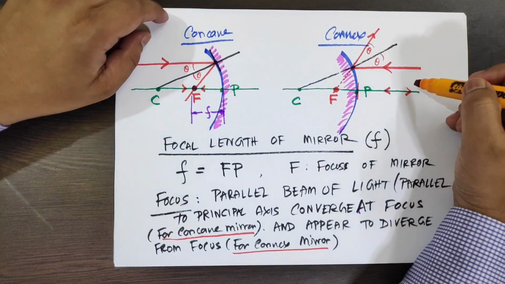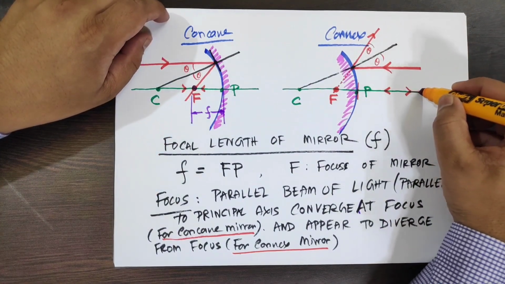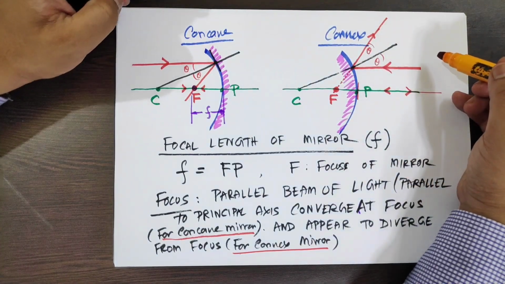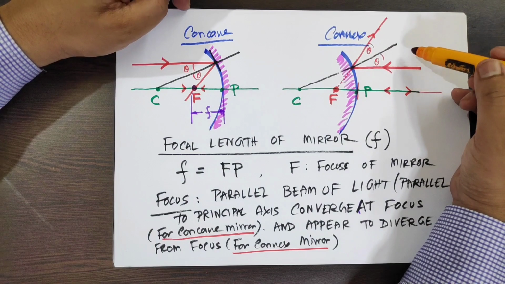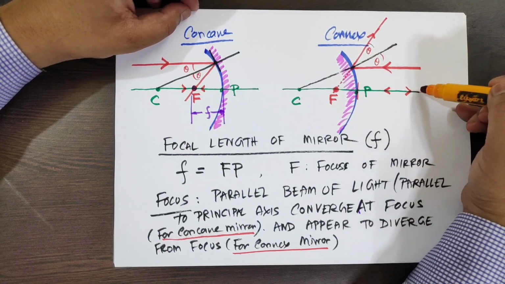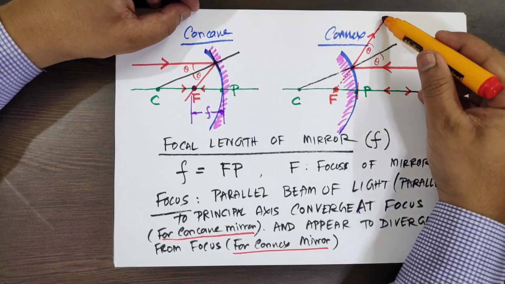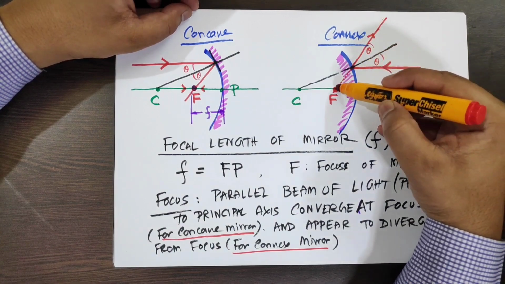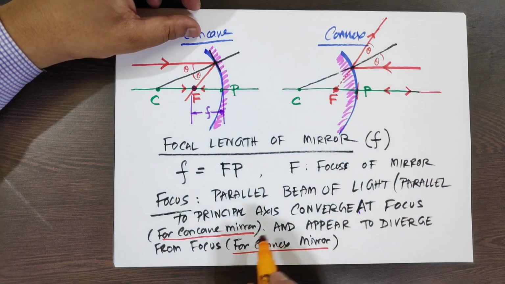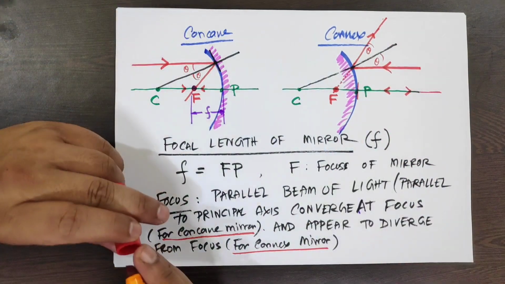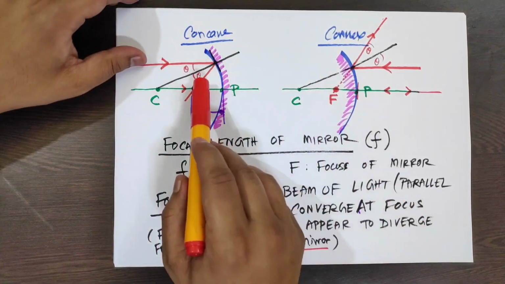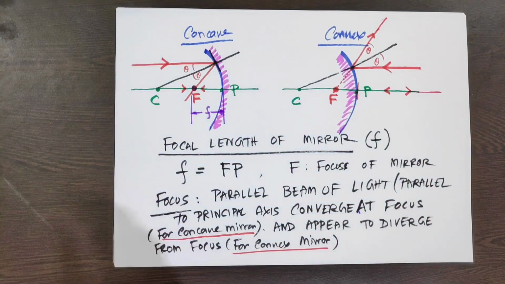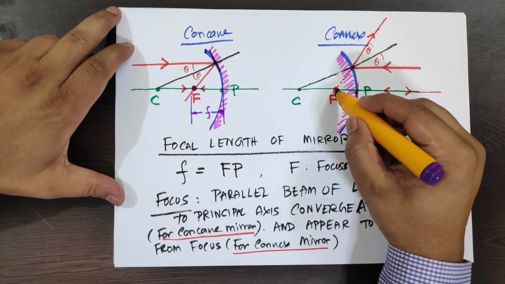Because if you see here, this light ray and this light ray. So the human eye cannot follow the curved path of light. It will see that, okay, or we will see that this light ray and this light ray, obviously light will appear to come from this point. So this is the focus for the convex mirror. This is for concave, this is for convex mirror, and for the convex mirror this is the focal length.